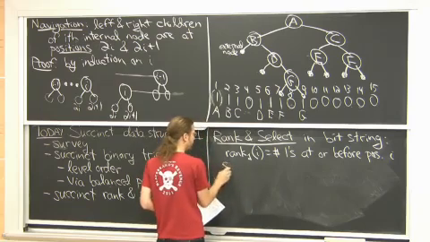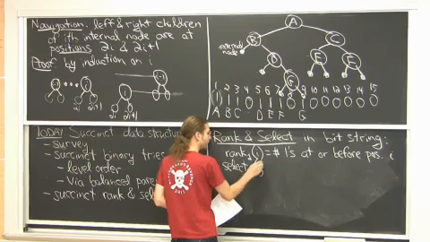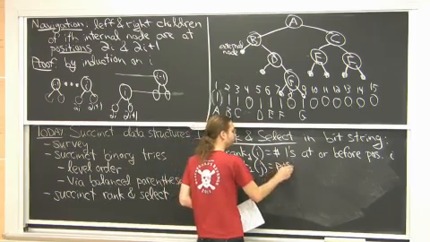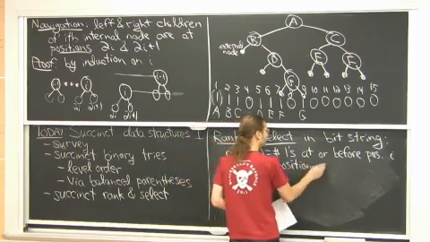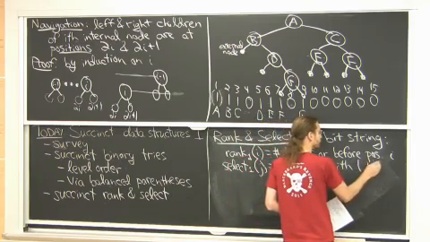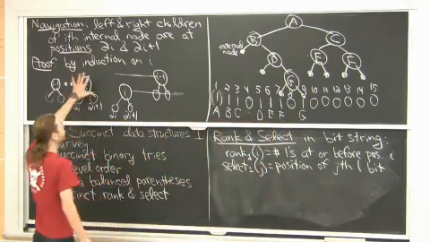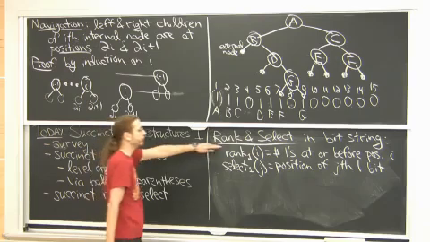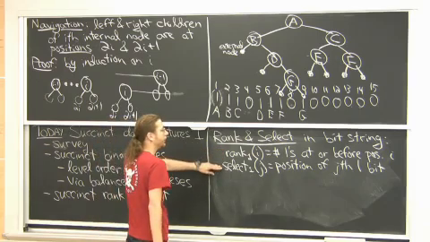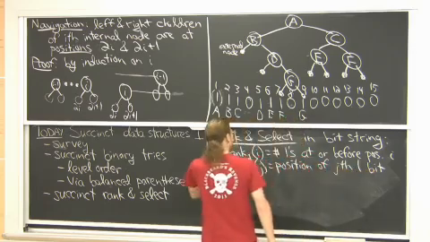And then the inverse of rank is select, which gives you the position of the jth 1 bit. So this lets you translate between these two worlds of counting just the ones, which is rank, and going to the jth 1 bit, that's select.